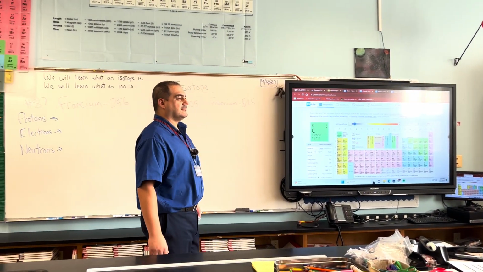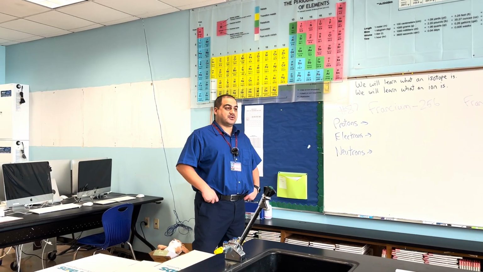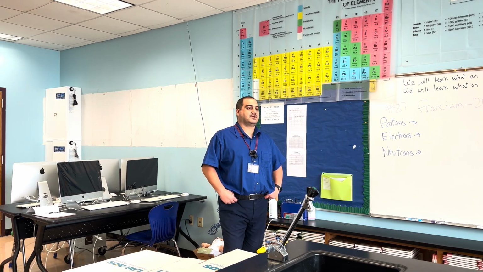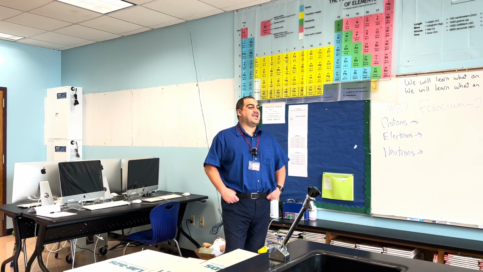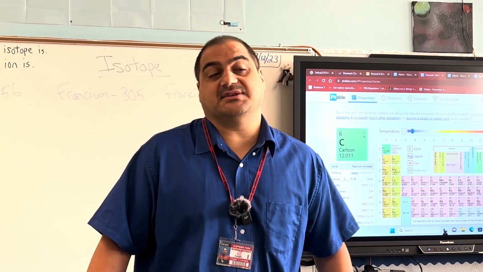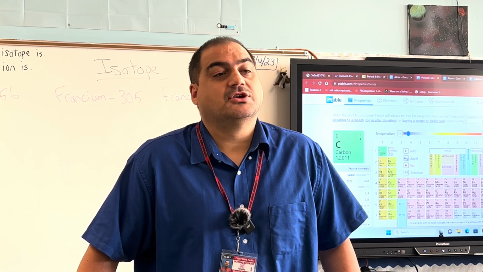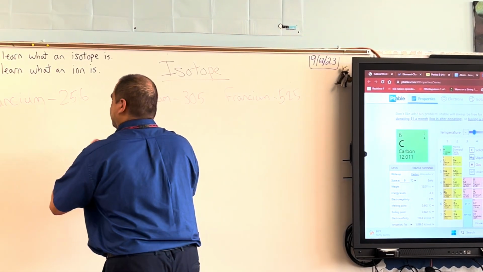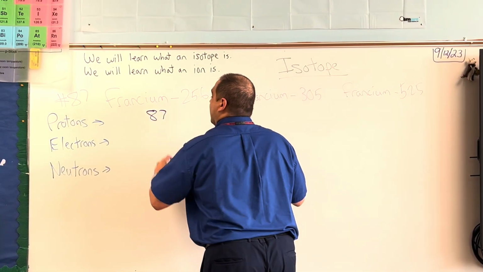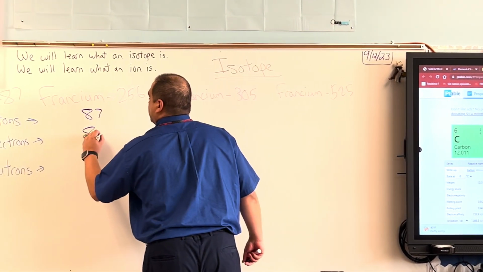The actual atomic weight is 223. You're absolutely right, and I'm giving you isotopes. Isotopes are the same element but different number of neutrons. Gloria, what element is francium? What element number is it? 87. So how many protons does element 87 have? 87. So I'm going to write 87. How many electrons? 87. How many neutrons?